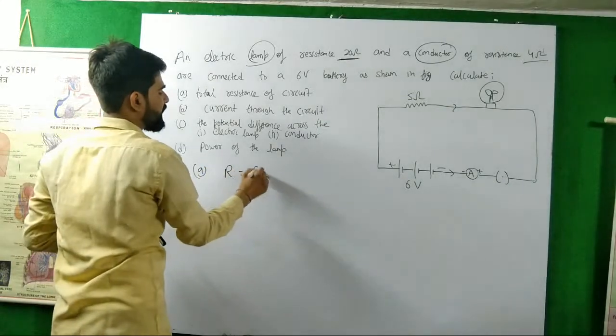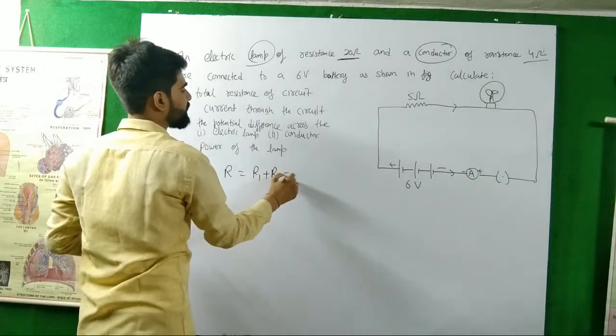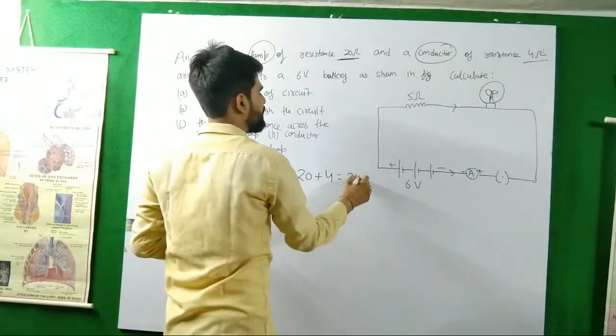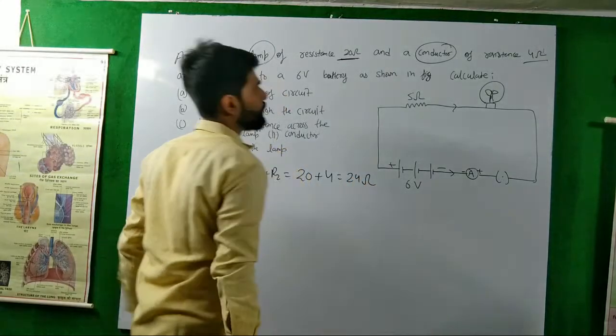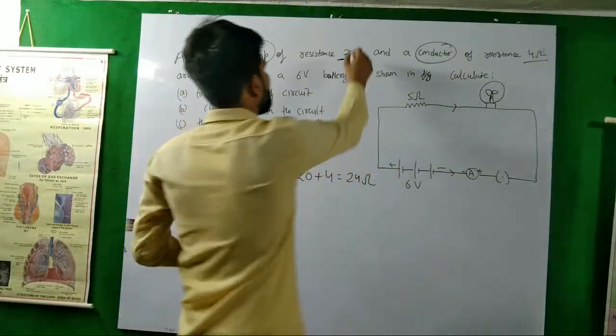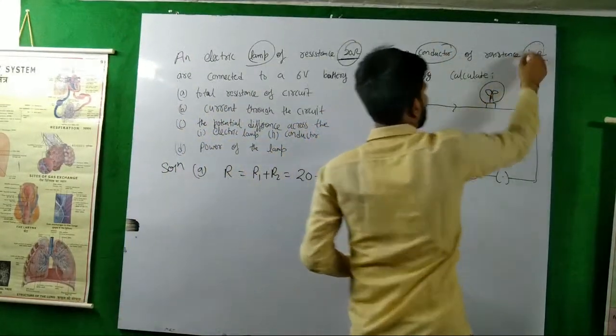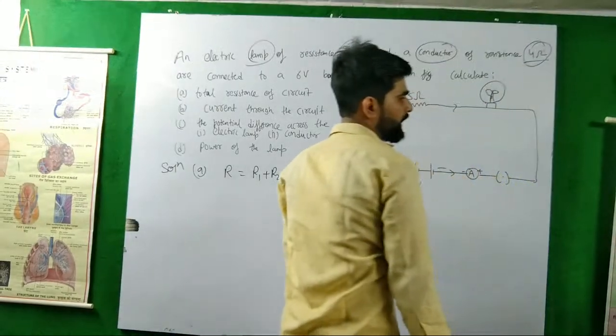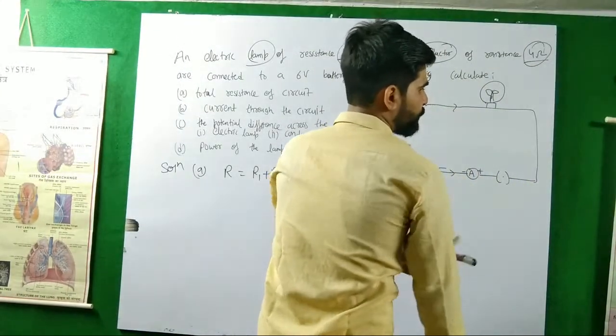Net resistance R is equal to R1 plus R2. First is 20 and other is 4, and we find 24 ohm. The answer of the first question is the net resistance of the circuit. This is 20 ohm and this is 4 ohm. Both are connected in series, so we can simply add 20 plus 4, 24 ohm.